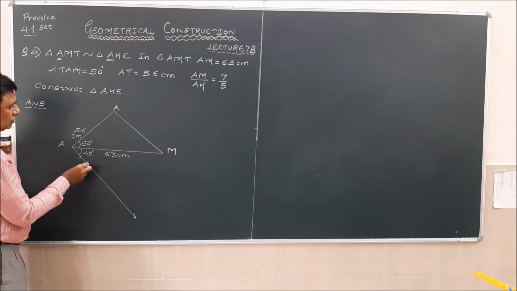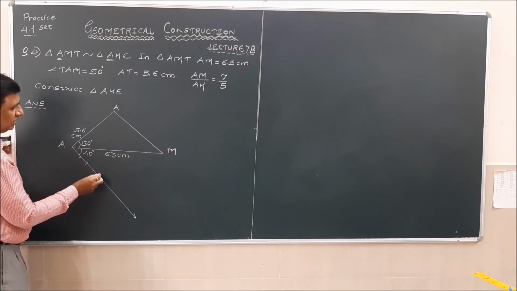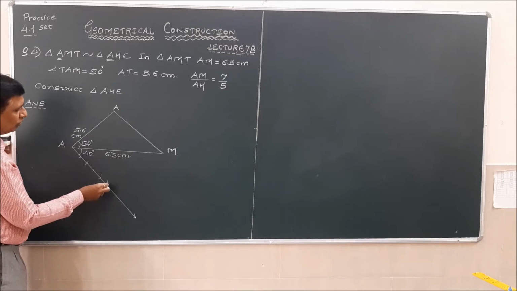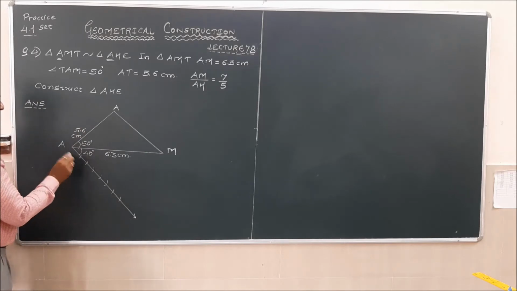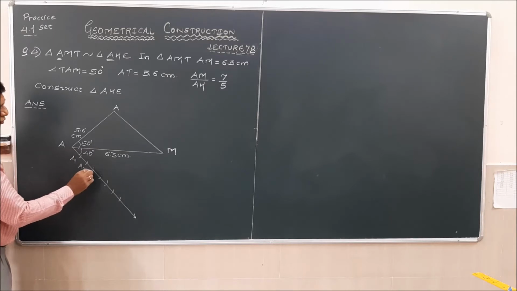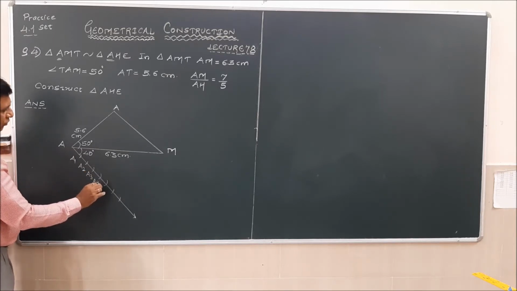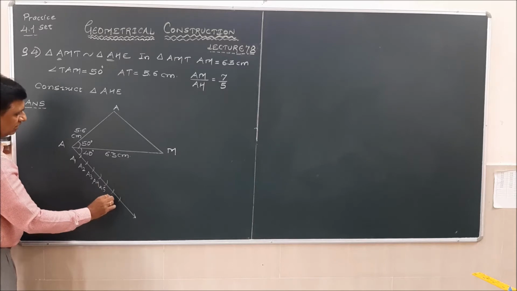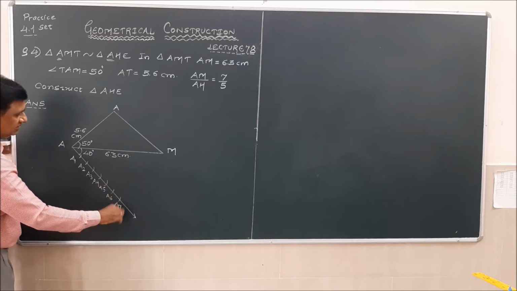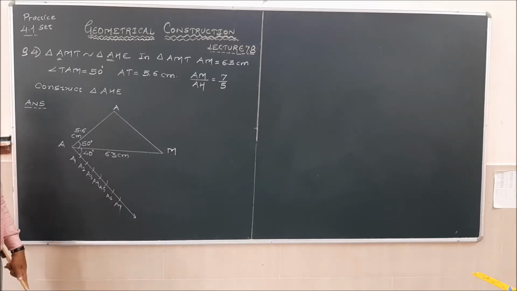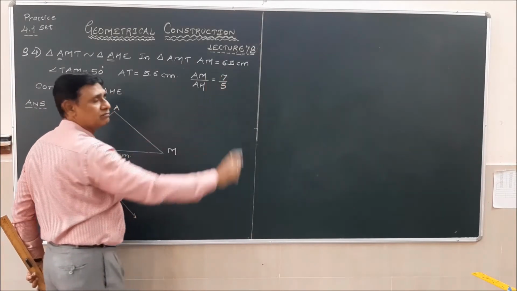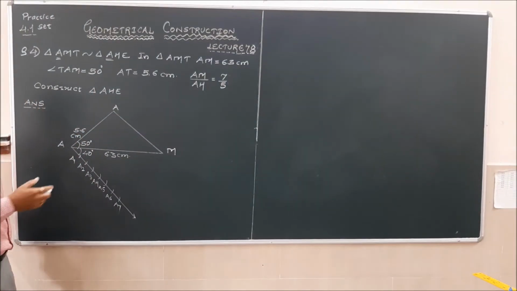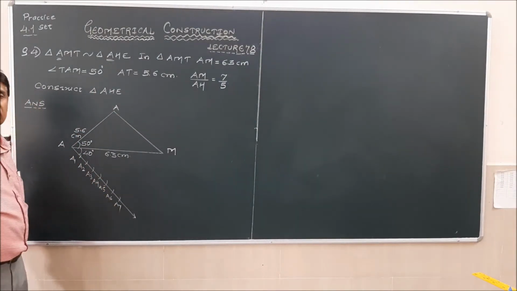1, 2, 3, 4, 5, 6 and 7. 7 parts. This is vertex A, so label these as A1, A2, A3, A4, A5, A6 and A7. Very important. Why 7 parts? Of these two, whichever number is greater, that many parts you have to make.